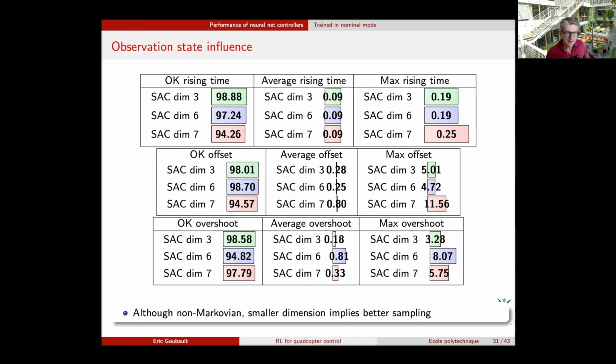The interesting point is that the Markovian state of dimension 7 is not so good. I mean, it's even the worst of the performance we observed. The best one is always the smallest, dimension 3, with just the difference between the target angular rate and the angular rates on PQR. And basically, we don't really need to observe anything else. And so it can be explained because it's non-Markovian, but the rest of the state is sort of second order in the dynamics. And the fact that we use the smaller dimension implies that we have a much better sampling, of course.